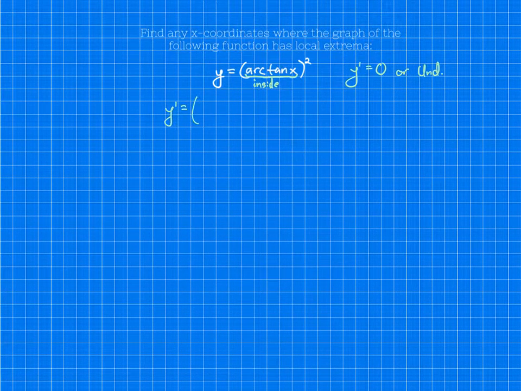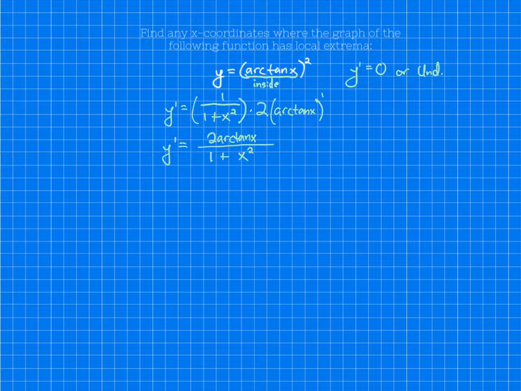Let's take the derivative of the inside. So 1 over 1 plus x squared. So that's the derivative of arctangent. And then we multiply that by 2 times arctangent of x, so keeping the inside the same, and then to the 1 power. I technically didn't need to write that, but hey, there you go. So then our derivative is equal to 2 arctangent of x all over 1 plus x squared.